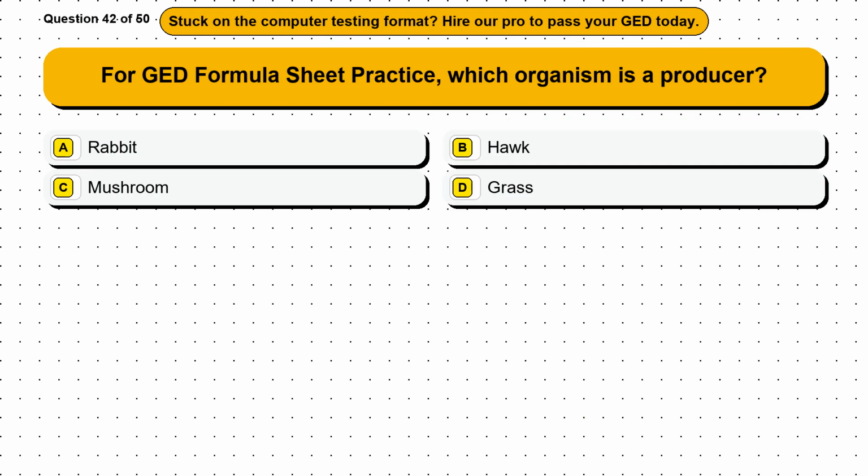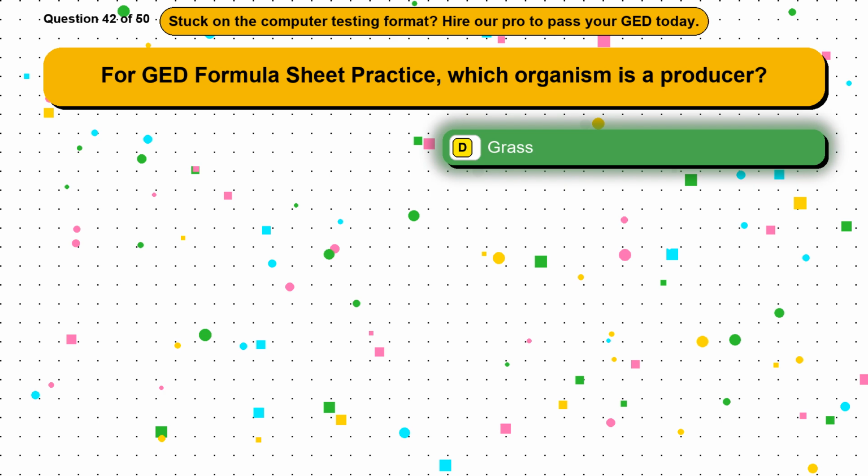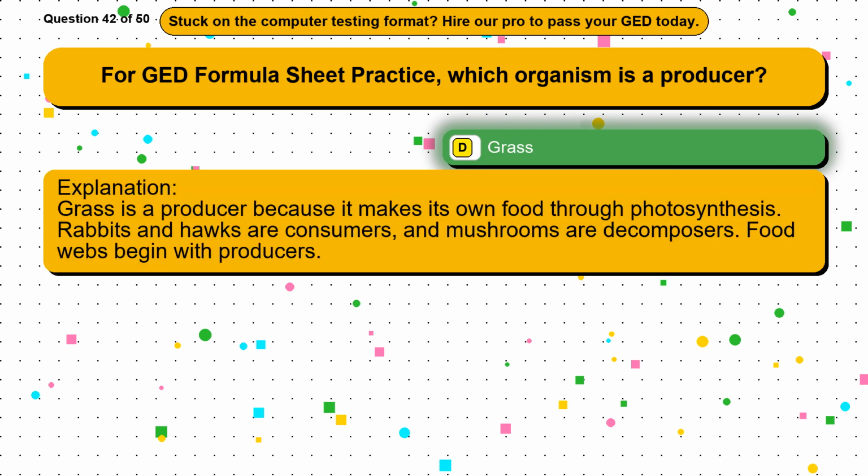Question 42. For GED formula sheet practice, which organism is a producer? Option A, rabbit. Option B, hawk. Option C, mushroom. Option D, grass. The correct answer is option D. Grass. Grass is a producer because it makes its own food through photosynthesis. Rabbits and hawks are consumers, and mushrooms are decomposers. Food webs begin with producers.